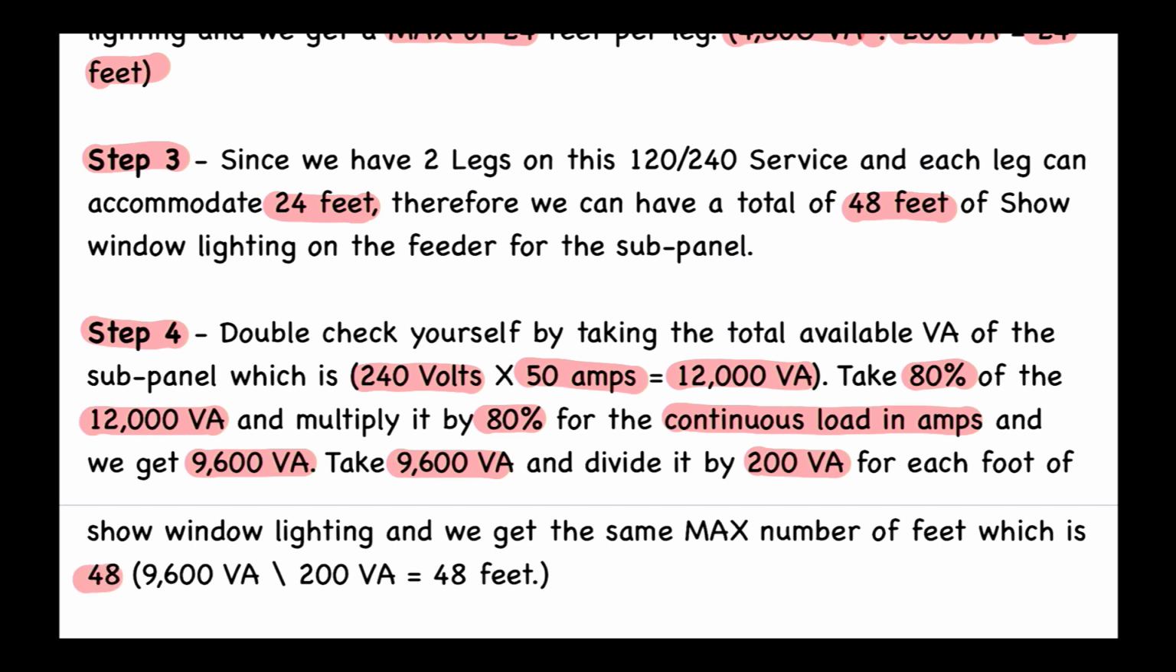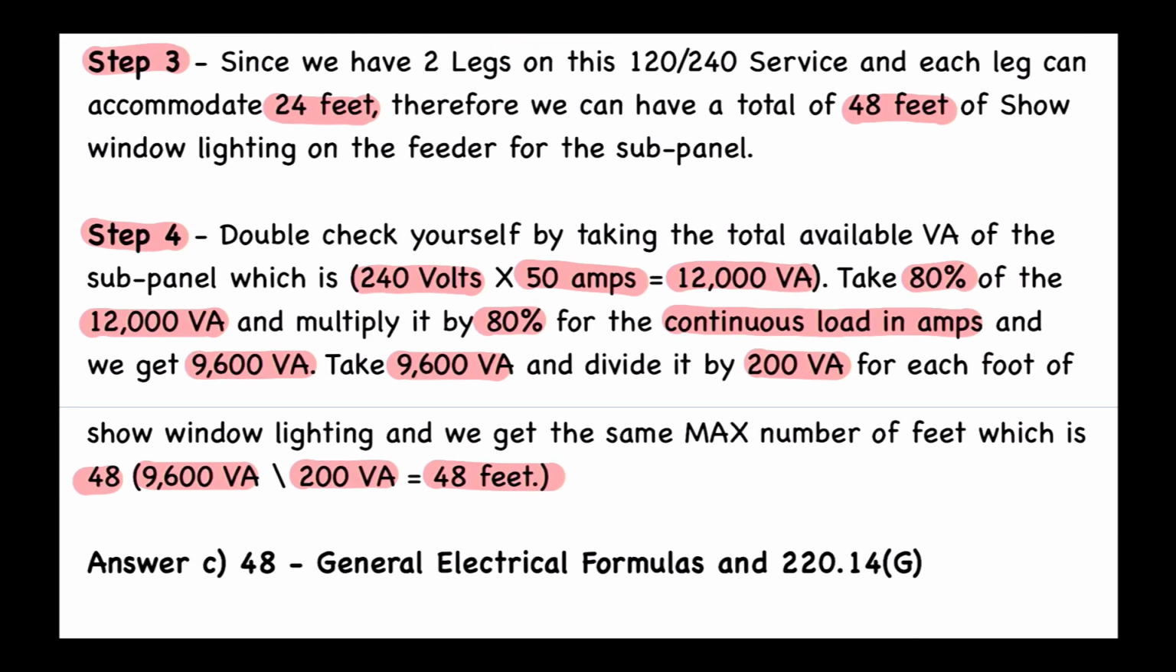And again, that's 9,600 VA divided by the 200 VA for the show window lighting, and that's going to give us 48 feet. And again, our answer is C, and that's going to be 48. And the reference here is the General Electrical Formulas and 220.14G.